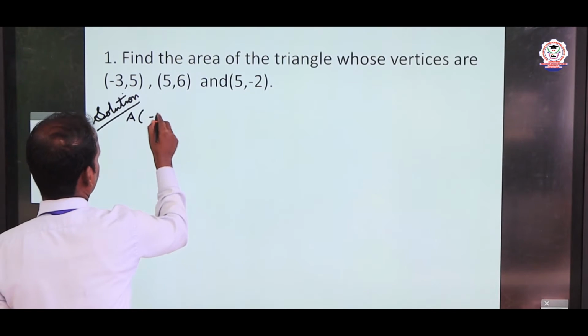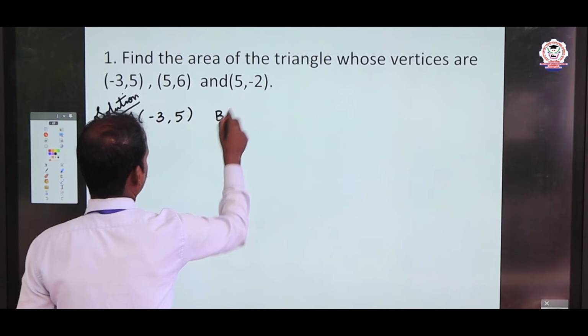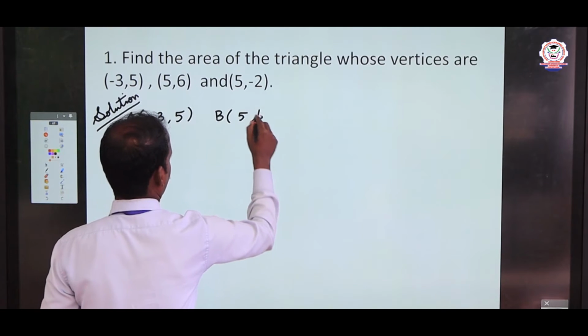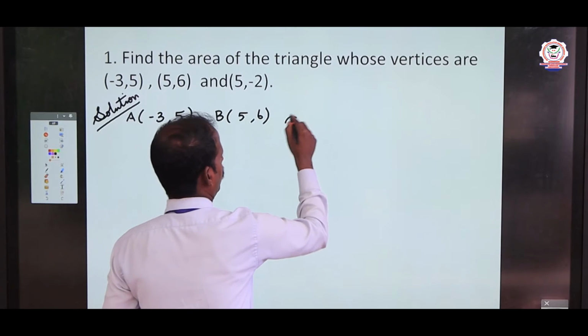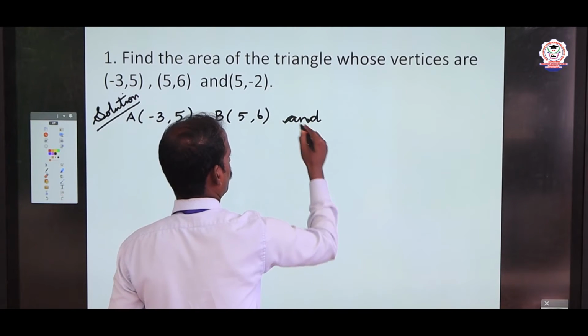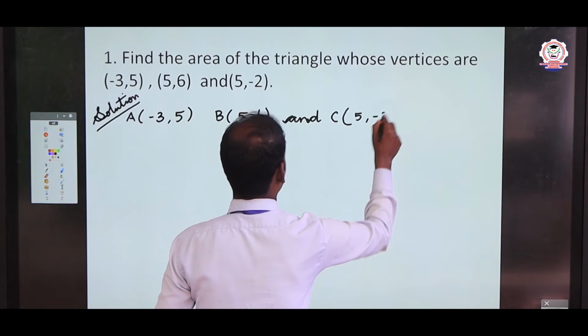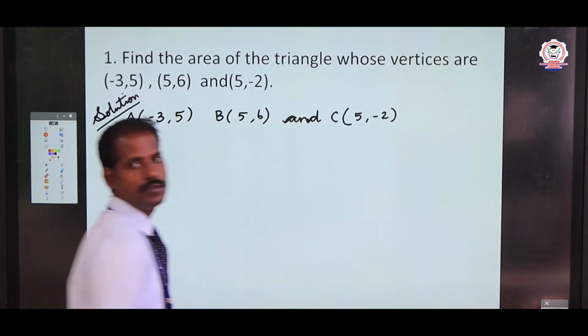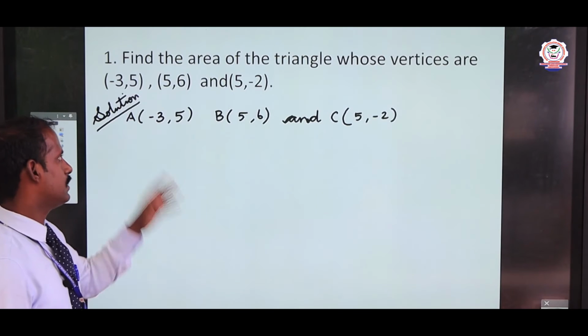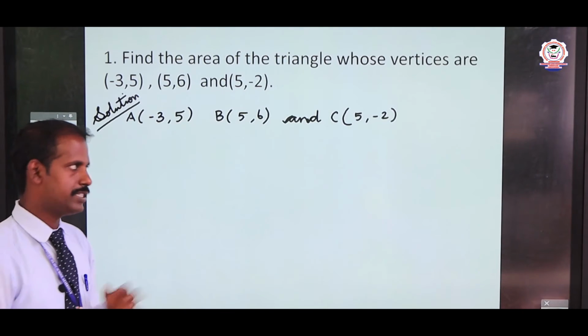A point is minus 3 comma 5. B point is 5 comma 6. And C point is 5 comma minus 2. Okay. So now first, we check whether the given points are taken in order or not.